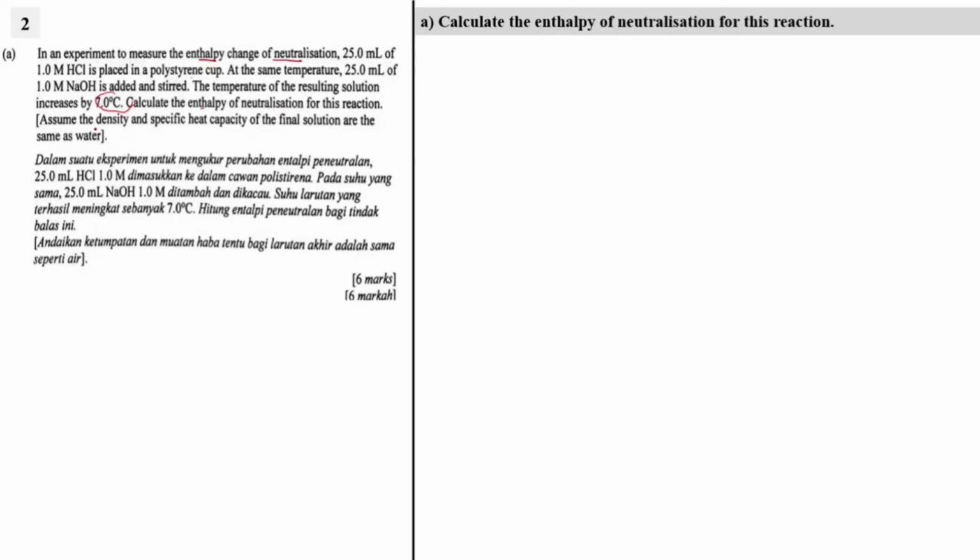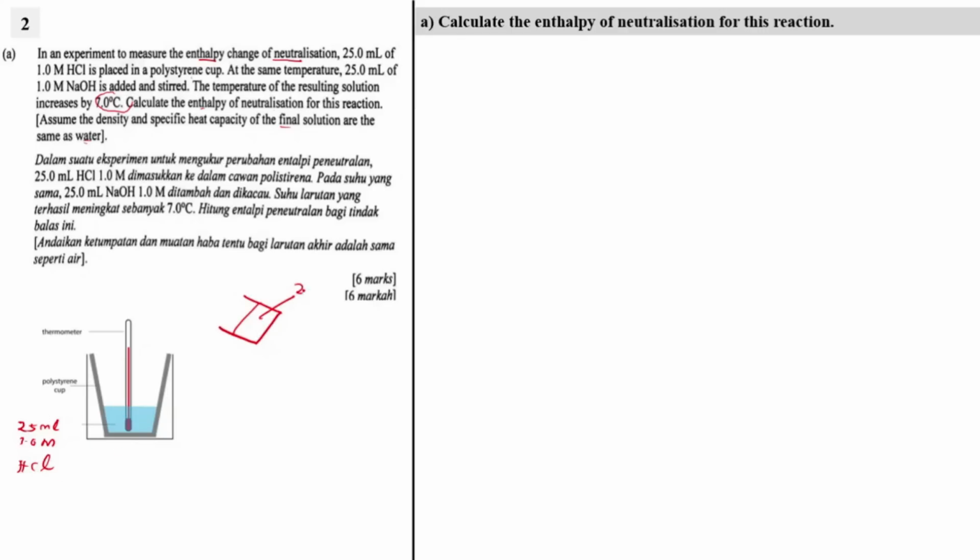And it was stated that the density and the specific heat capacity of the final solution are the same as the water. So in order for us to visualize this reaction better, let us look into the diagram below here. So we have a polystyrene cup and then we have a thermometer. Initially we have 25 ml of 1.0 molar HCl inside the polystyrene cup, and we're going to add another 25 ml of 1.0 molar NaOH into this polystyrene cup.